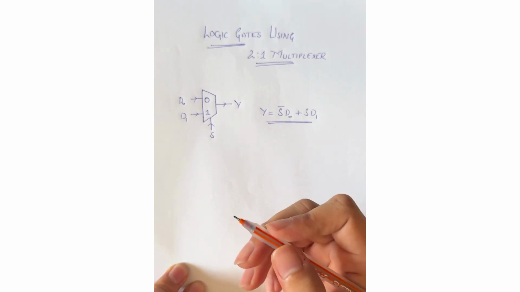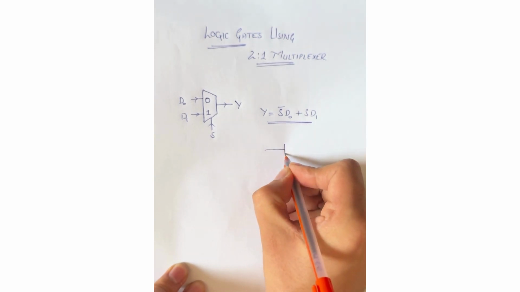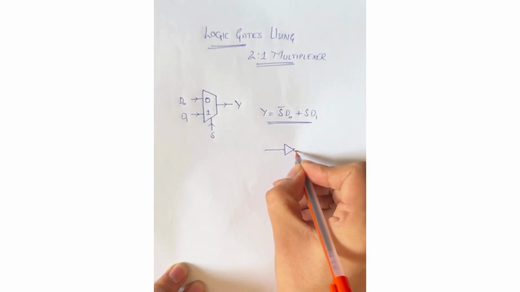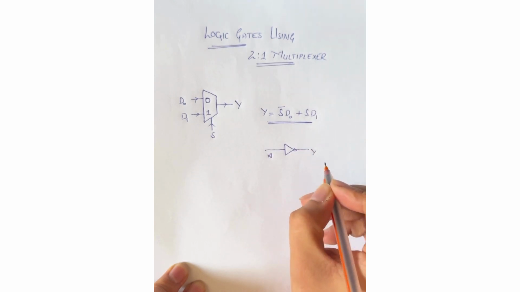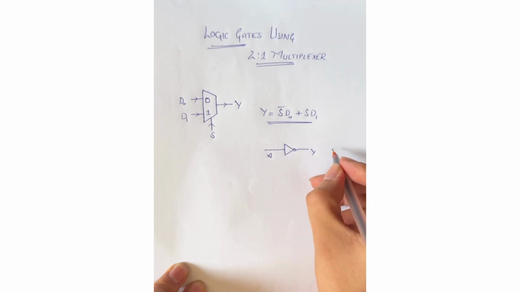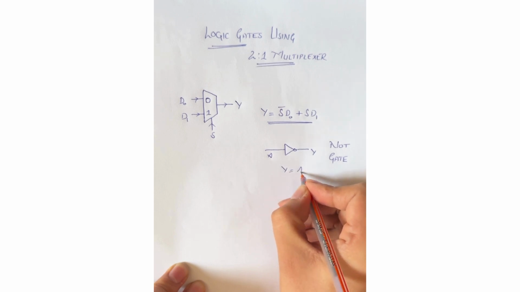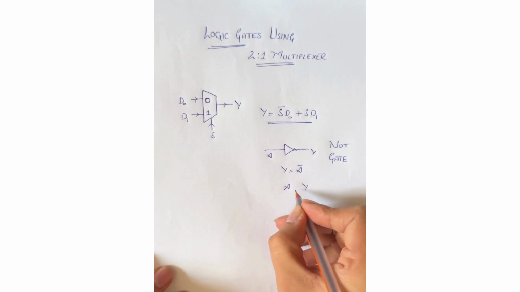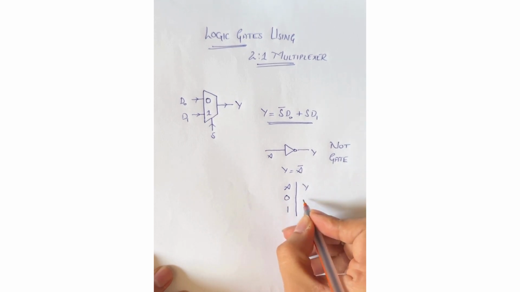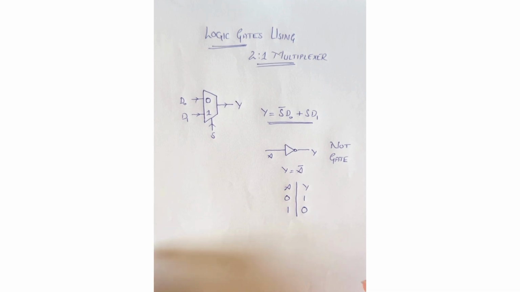Now let us try to implement a NOT gate using 2:1 MUX. A NOT gate has one input and one output. Let us consider the input to be A and output to be Y. So the Boolean expression for a NOT gate is Y equal to A bar, and the truth table for this is A, Y: 0, 1, so the output is 1 and 0. It is basically the inverted input that is the output.